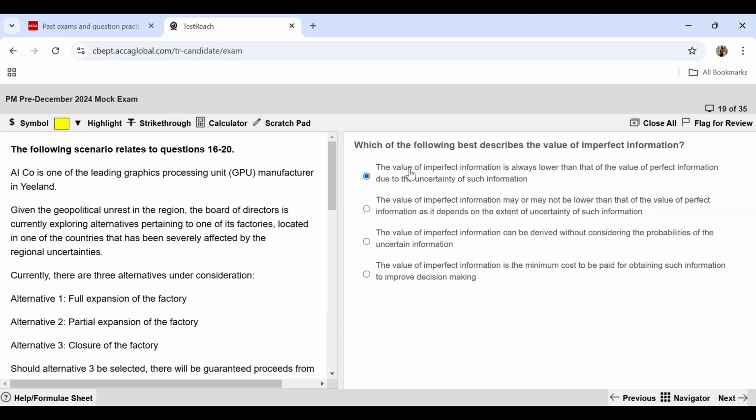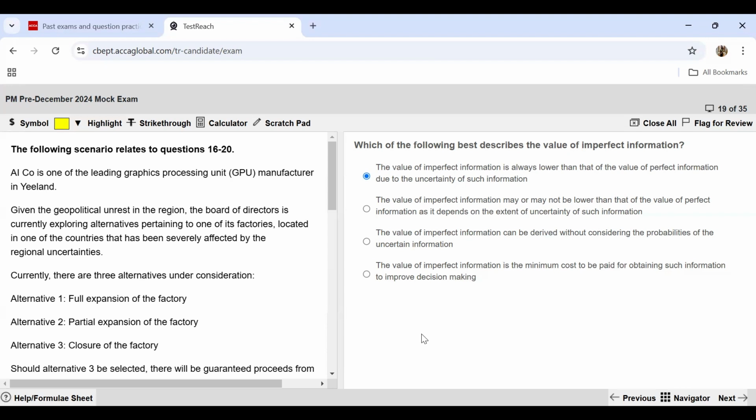Second statement reads, the value of imperfect information may or may not be lower than that of the value of perfect information, as it depends on the extent of uncertainty. Now, this is incorrect because the value of imperfect information will always and always be lower in value than your perfect information. This is because we are still having some sort of uncertainty. There will be some not so perfect decisions which we will be taking with the imperfect information, which will always make the value of the imperfect information lower than the value of the perfect information.